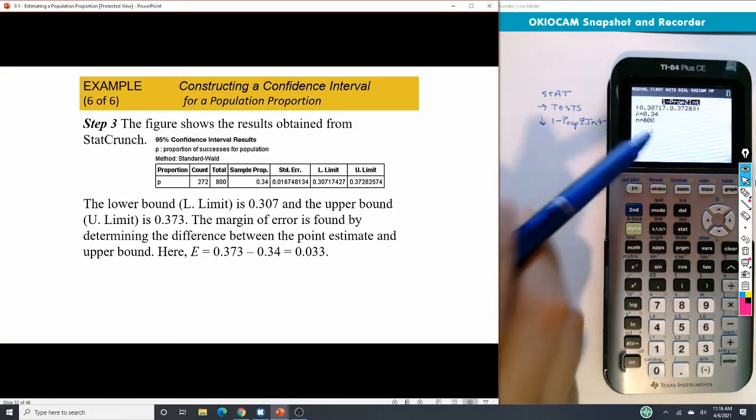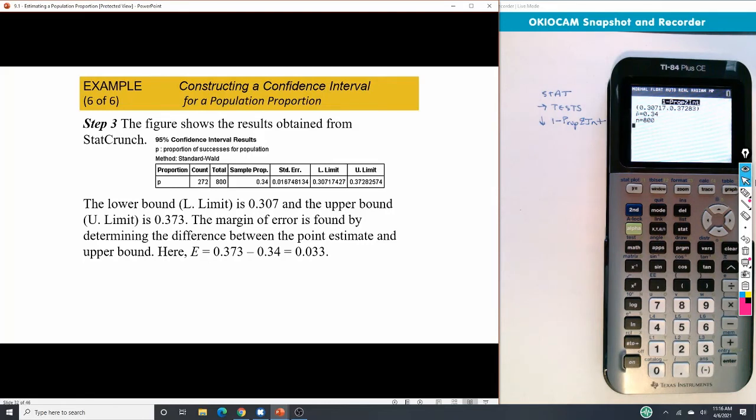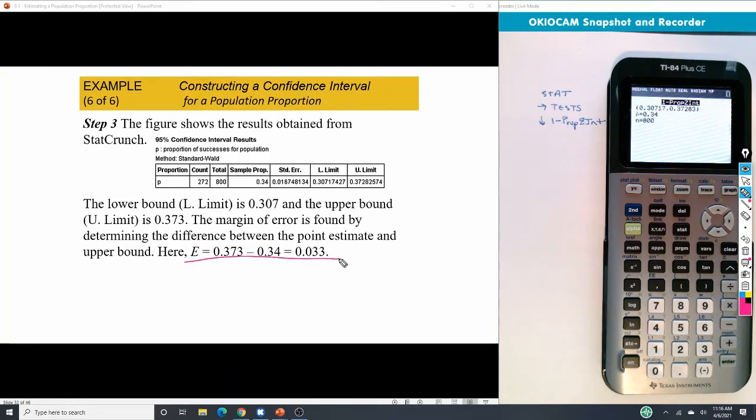And then if we need to get our error, what we can do is take our upper bound and subtract the point estimate. Okay, and that's even stated here when using StatCrunch, but calculator, the same thing. So if we take our upper bound and subtract the point estimate, p hat, so we take our upper here, subtract our 0.34, we get the 0.033, which is what they've done here as well. Okay, so in this statement, the difference between the point estimate and the upper bound. So the upper minus the point estimate for those.